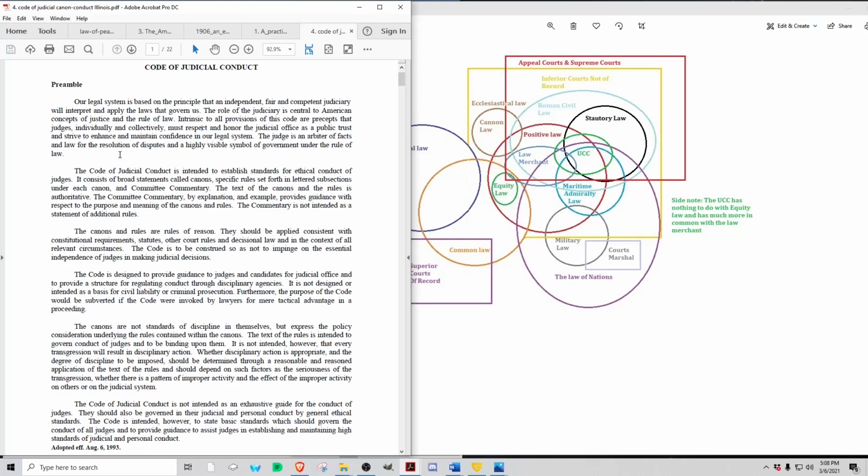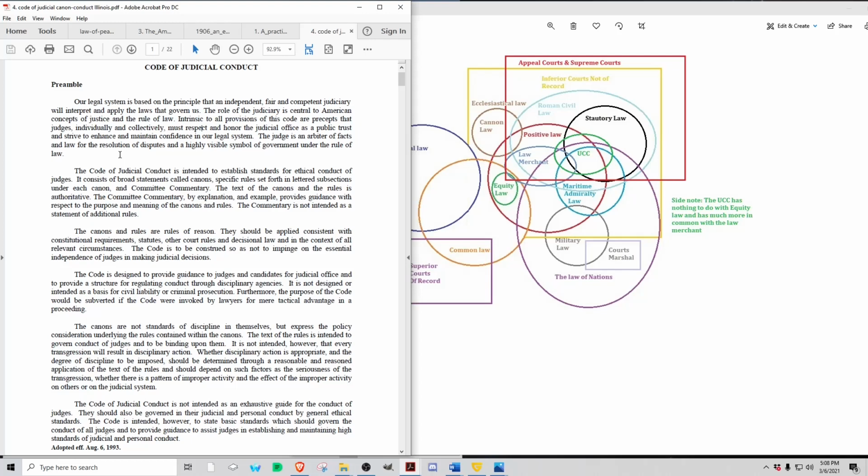Them. The role of the judiciary is central to American concepts. Concepts, not American truth of justice, but concepts of justice, and the rule of law. It's just interesting. Two sentences, you can tear apart how bullshit they are. Intrinsic to all provisions of this code are precepts that judges individually and collectively must respect and honor judicial office as a public trust, at least I got that part right, and strive to enhance and maintain confidence in our legal system. The judges, as an arbiter of fact and law, for the resolution of disputes, and highly visible symbol of government under the rule of law.